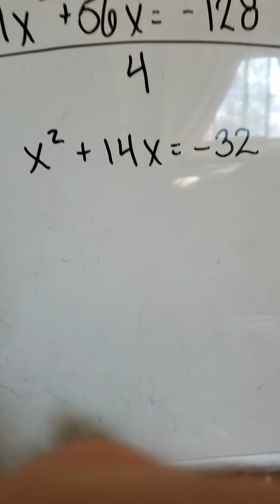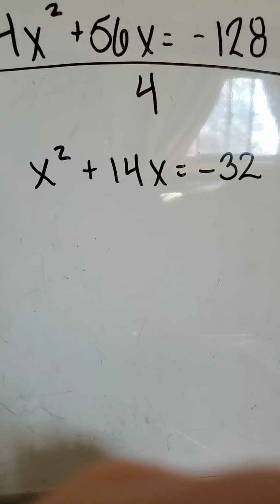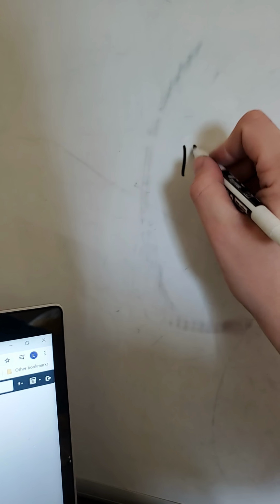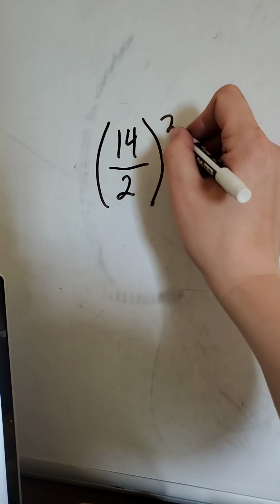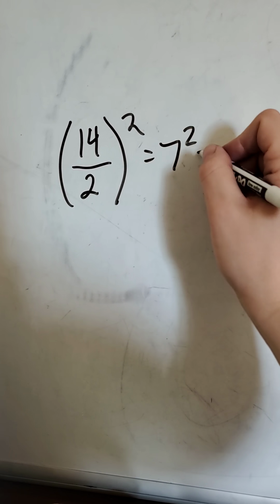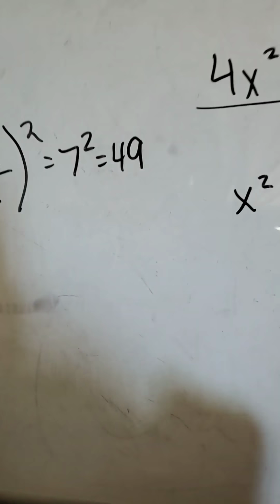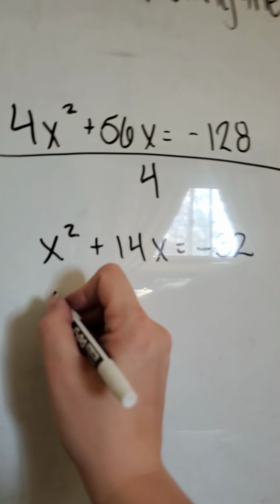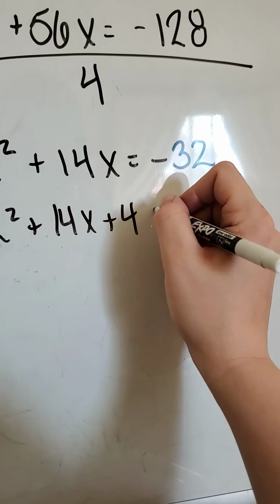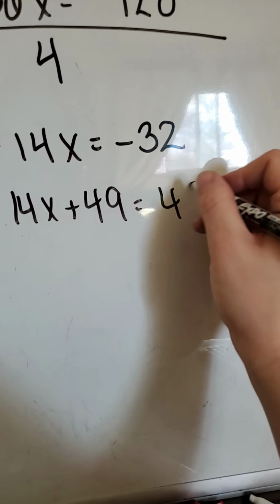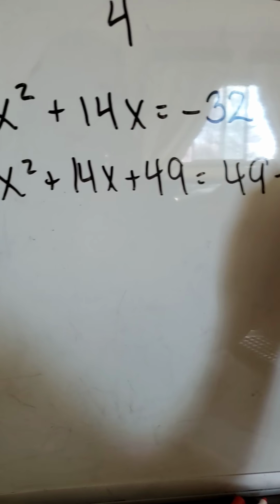So I have to figure out what is my b over 2 squared. Well, b is 14, divided by 2, squared. So that would be 7 squared or 49. So we're going to add 49 to both sides. So I get x squared plus 14x plus 49 equals positive 49 minus 32.